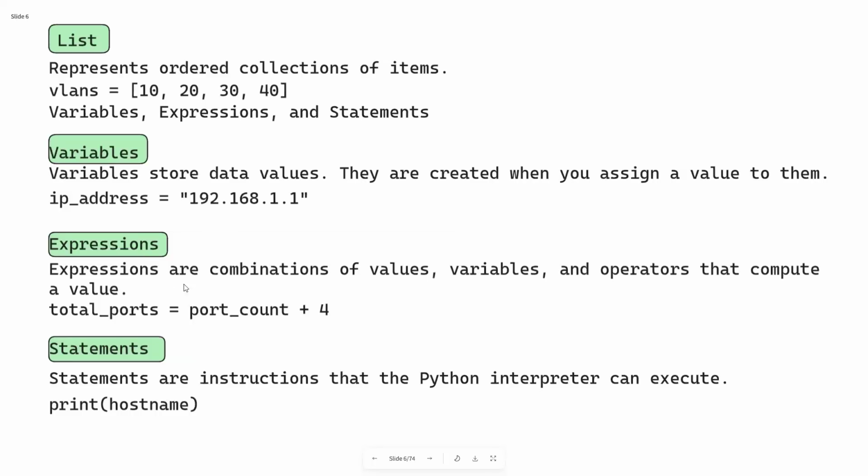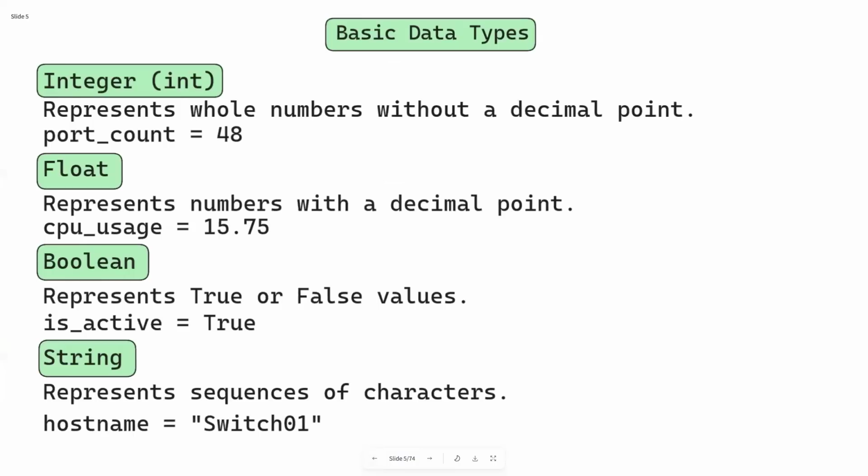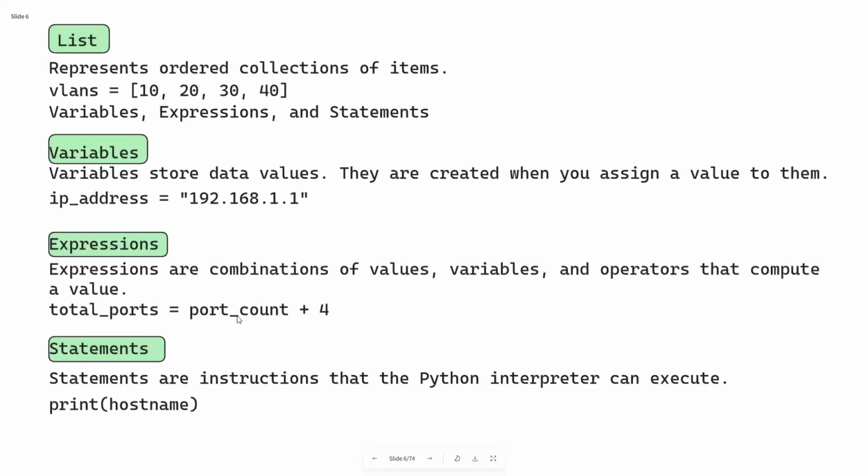Then you can see expression. Expressions are a combination of values, variables, operations, operators that compute a value. So expression: total ports equals port count plus 4. What is the port count? 48. And then you are using some mathematics called plus. So 48 plus 4 will become 52. That is the total number of ports I have. Then a statement. What is the statement? A statement is an instruction that the Python interpreter can execute. Print the host name. The host name is switch, so it will print the switch.